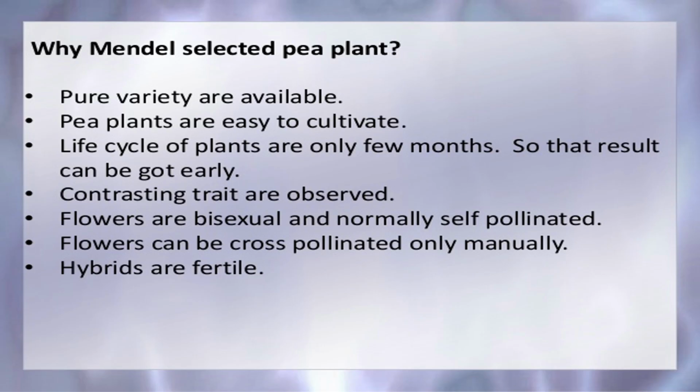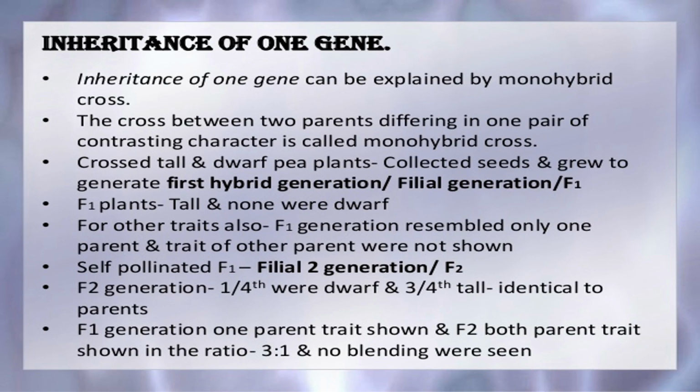Contrasting traits are observed. Flowers are bisexual and normally self-pollinated. Flowers can be cross-pollinated only manually. Hybrids are fertile. So these were the different reasons due to which Gregor Mendel selected the pea plants.